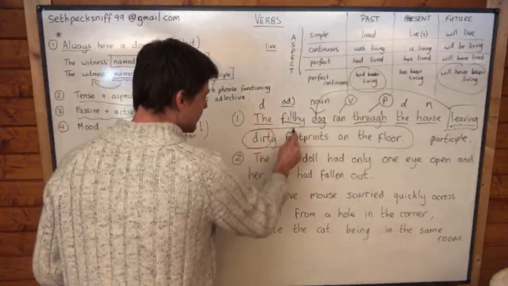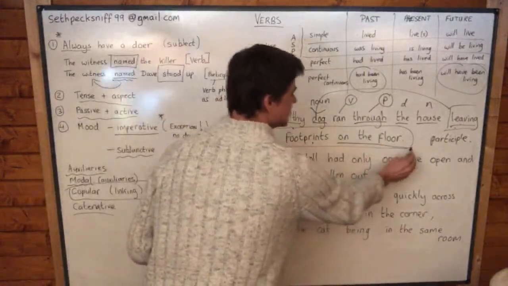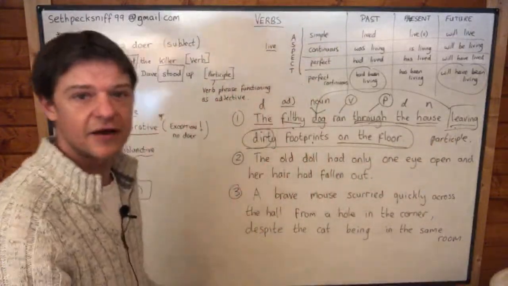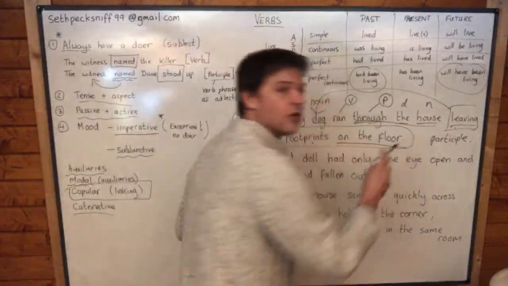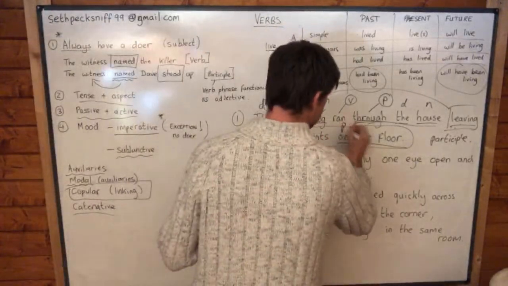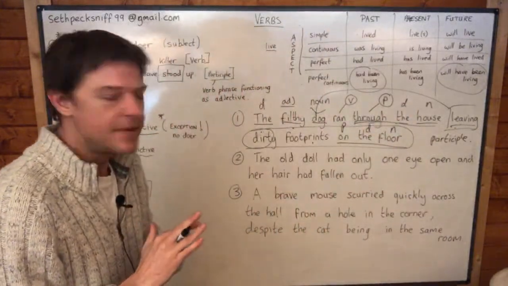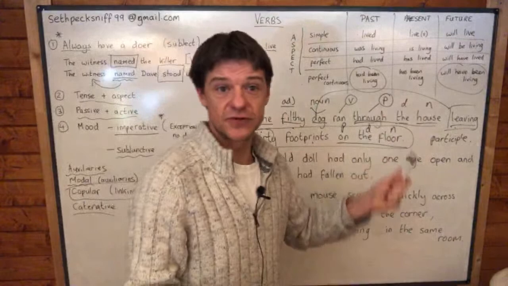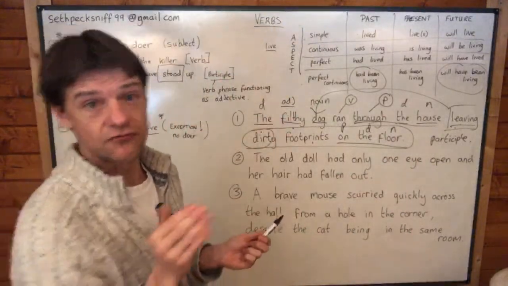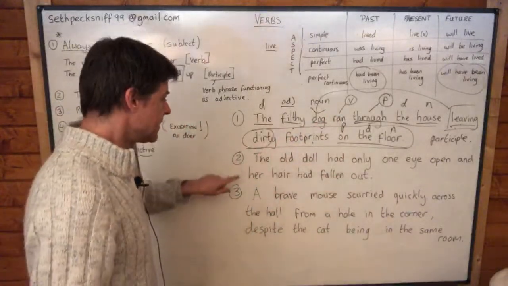We've got dirty footprints, adjective, noun, and then a typical prepositional phrase. Through the house is a prepositional phrase, yeah? On the floor is a prepositional phrase. So this is a typical prepositional phrase: preposition, determiner, noun. Okay? So look out for these prepositional phrases. They're usually things like over the fence, under the chair, round the street. You normally see preposition, determiner, noun. Let's look at number 2.